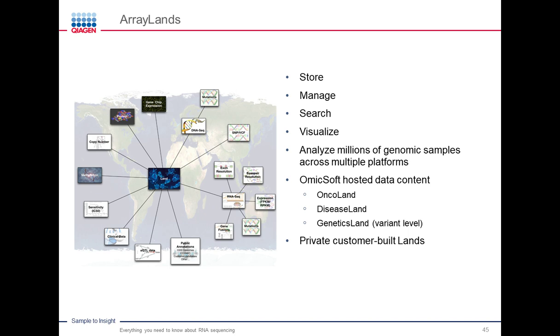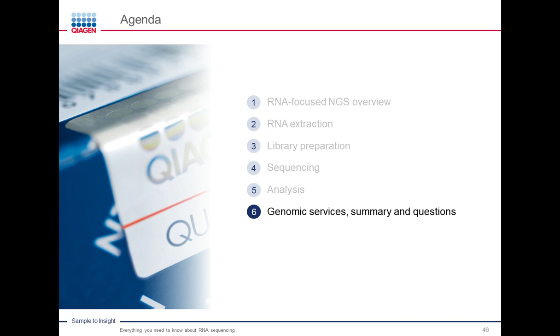This is basically where you can store, manage, search, and visualize basically any of your data. You can analyze millions of genomic samples across multiple platforms, and there is also hosted data content, including Oncoland, Disease Land, and Genetics Land, but you can also have your own privately customer-built lands.